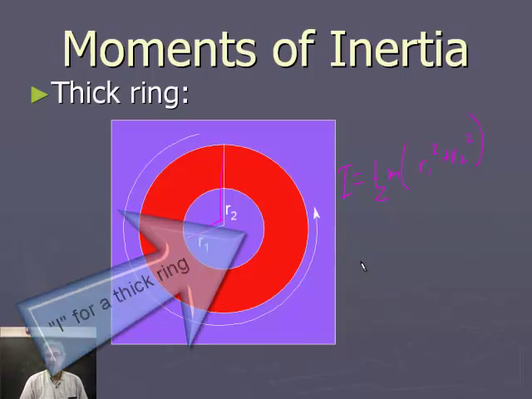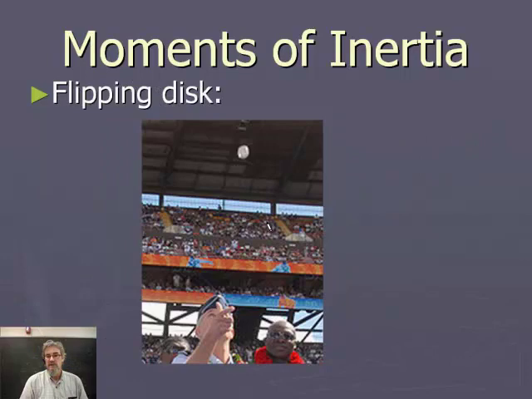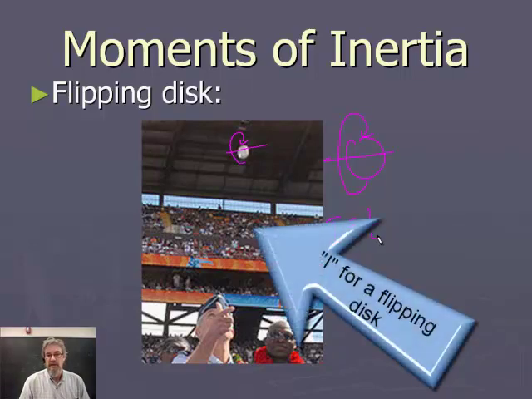A flipping disk. Here's a guy flipping a coin, so it's rotating around its long axis. It's not for a rolling disk. This is a disk that's going around this way, spinning around like a flipping coin. Well, for a flipping disk, I is equal to 1/4 times mr squared.